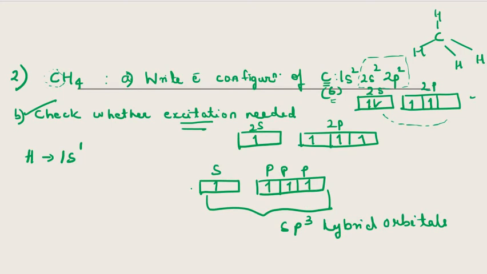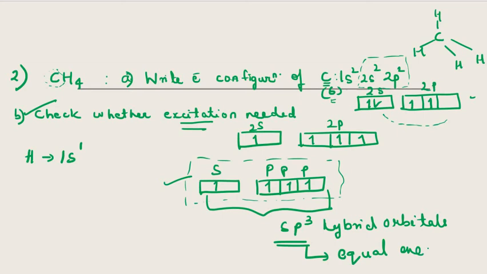But we know that for overlapping to take place, the orbitals should have equivalent energy. So the 1s and 3p orbitals overlap, resulting in the formation of hybrid orbitals, which now have equal energy. So in the case of carbon, this one is an sp3 hybridized orbital, this one is an sp3 hybridized orbital, this one is an sp3 hybridized orbital, and this one is an sp3 hybridized orbital.